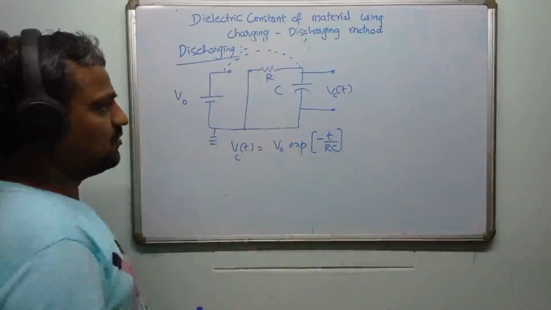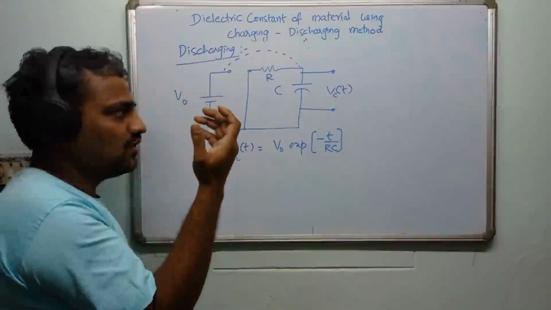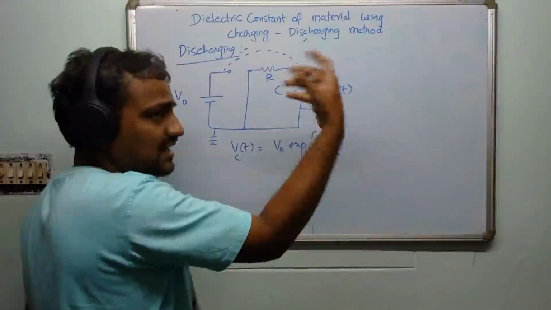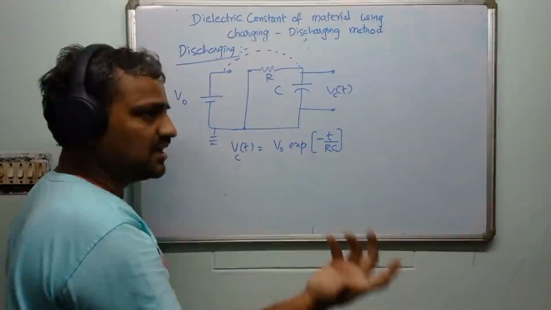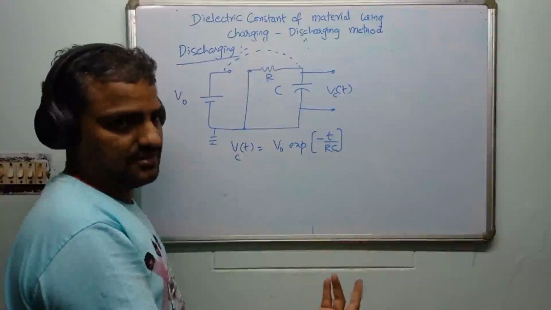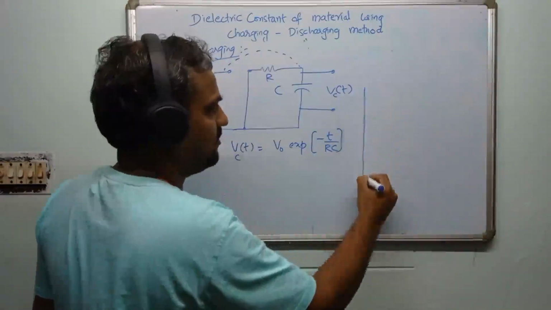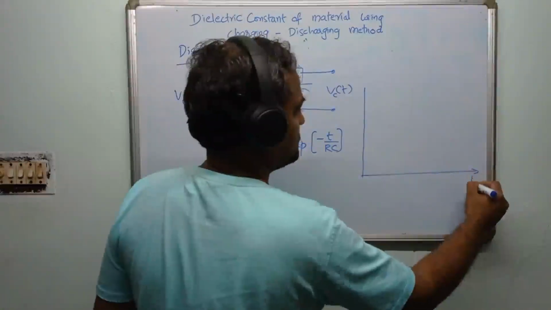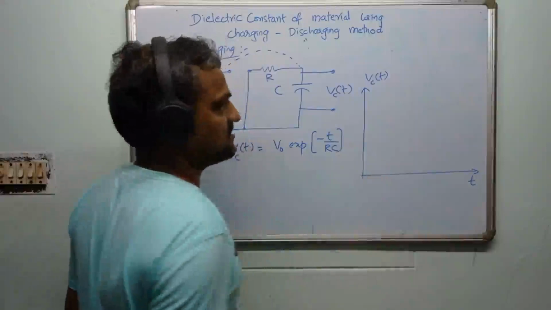So here also, just like the previous one, we try to note down the voltage across the capacitor as a function of time. In both charging and discharging we get the voltage versus time graph, right? So that graph, if we plot how it is going to be, let me show it here. This is the function of time. So this is V of t, the voltage across the capacitor.